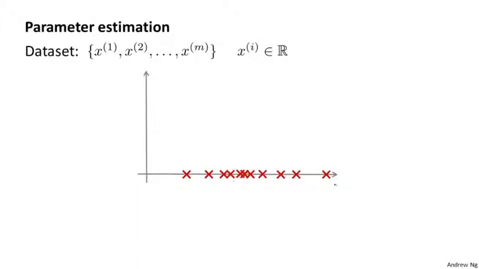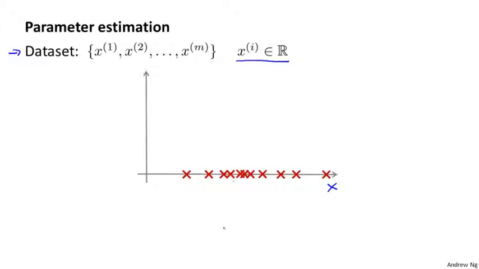So what's the parameter estimation problem? Let's say we have a data set of m examples, x1 through xm, and let's say each of these examples is a real number. Here in the figure, I've plotted an example of a data set. The horizontal axis is the x-axis, and I have a range of examples of x, and I've just plotted them on this figure here.